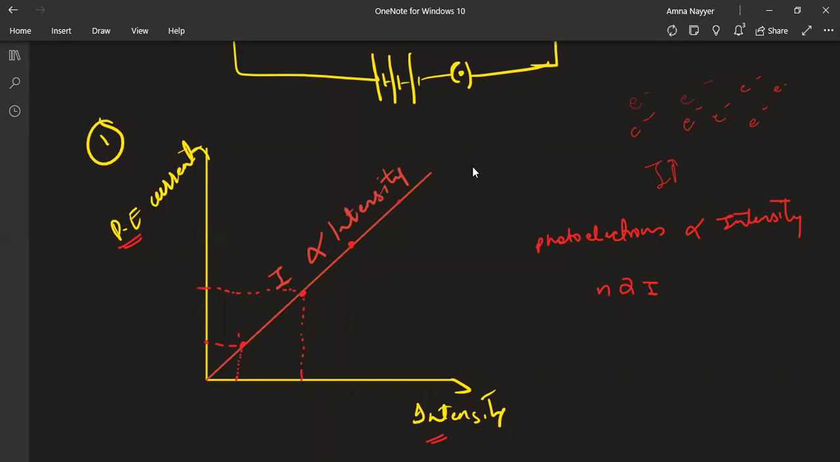Again, you keep on choosing points. You'll notice as you keep increasing intensity, the electric current, photoelectric current, is also increasing just according to it. You double intensity, the amount of photoelectrons doubles, the amount of photoelectric current becomes double. Clear? Okay. Thank you.